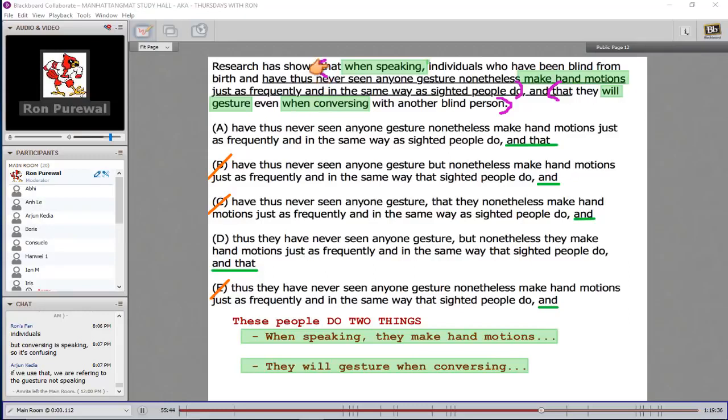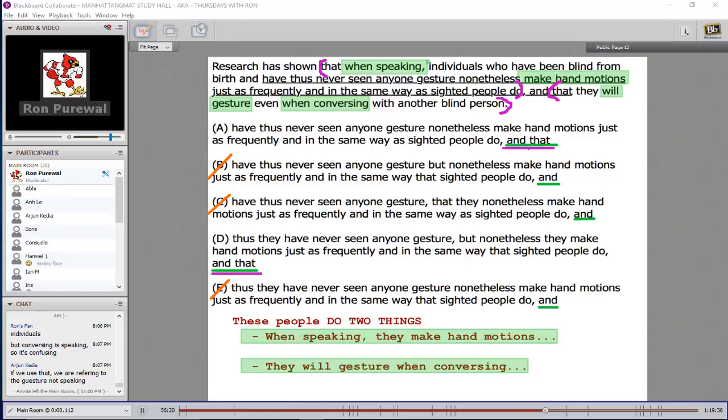Research has shown that modifier blah, blah, blah, blah, blah, blah, blah, and that something else is also true. So this is precisely the parallel structure that we want. So A and D do that correctly. The other choices don't. Give me a smiley face if that makes sense. As far as other things, we'll get there in a second.